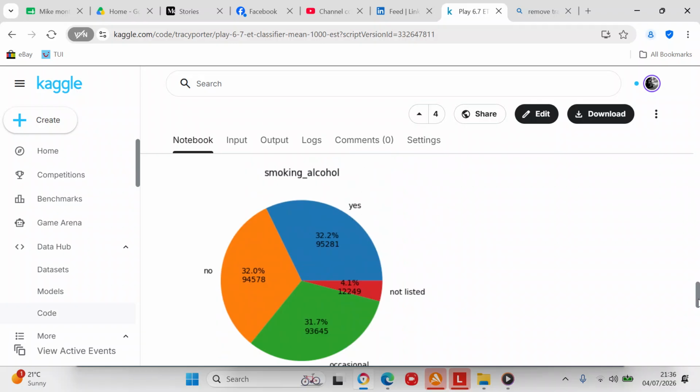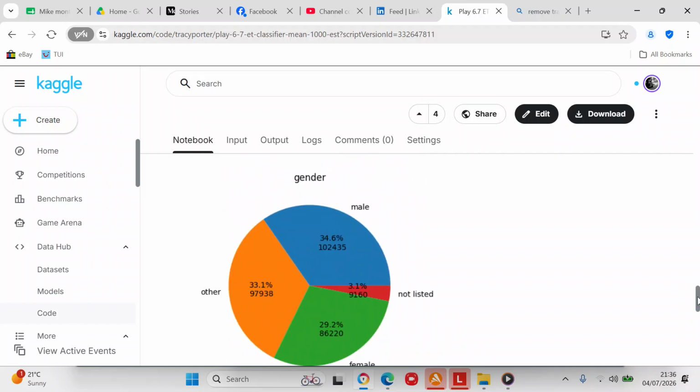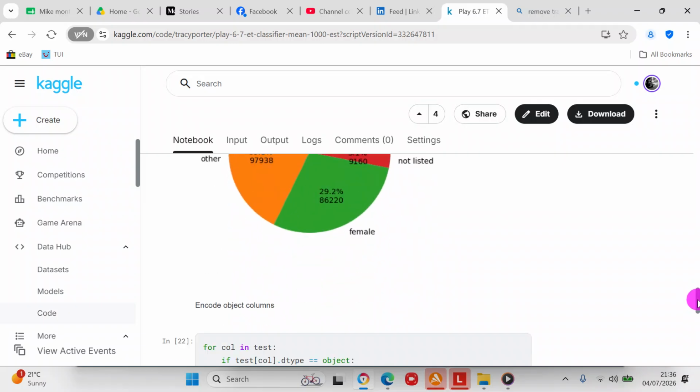Smoking and alcohol, 4.1% of the people were not listed, whereas 32.2% said yes, they smoked and drank, and so that was the highest percentage, with no running a close second. Gender, 3.1% of the people were not listed, and 4.6% people were male. So most of the people tested were male.